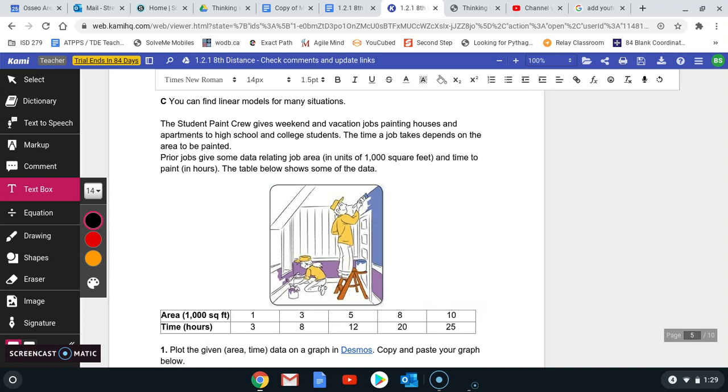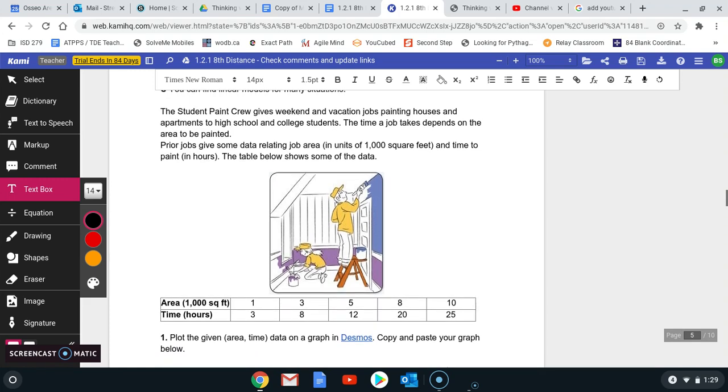Section C, you can find linear models for many situations. The student paint crew gives weekend and vacation jobs painting houses and apartments to high school and college students. The time a job takes depends on the area to be painted. Prior jobs give some data relating job area in units of 1,000 square feet and time to paint in hours. The table below shows some of the data.